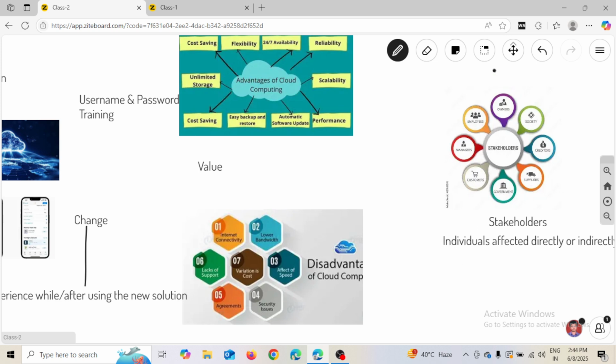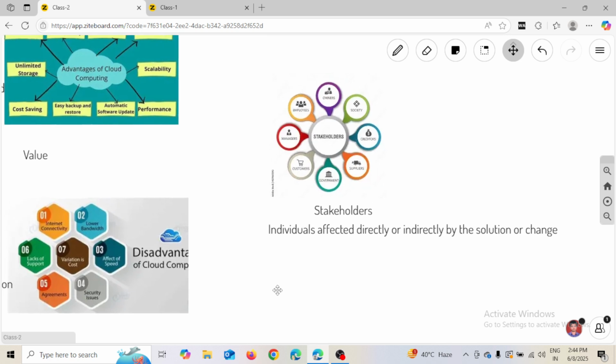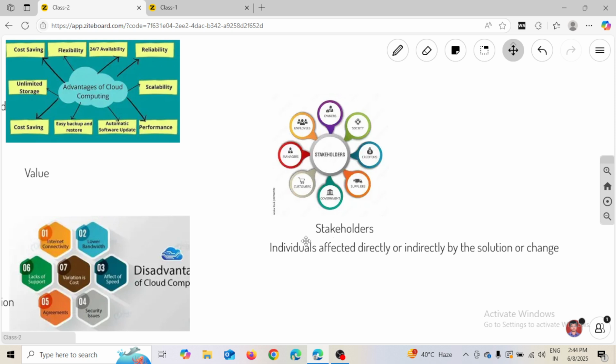So here, what do we understand by stakeholders? Let's take the same example. Individuals affected directly or indirectly by the solution or the change. So now again the same thing, higher management and, sorry, most of the time I write it down wrong, and lower management means the staff, right?